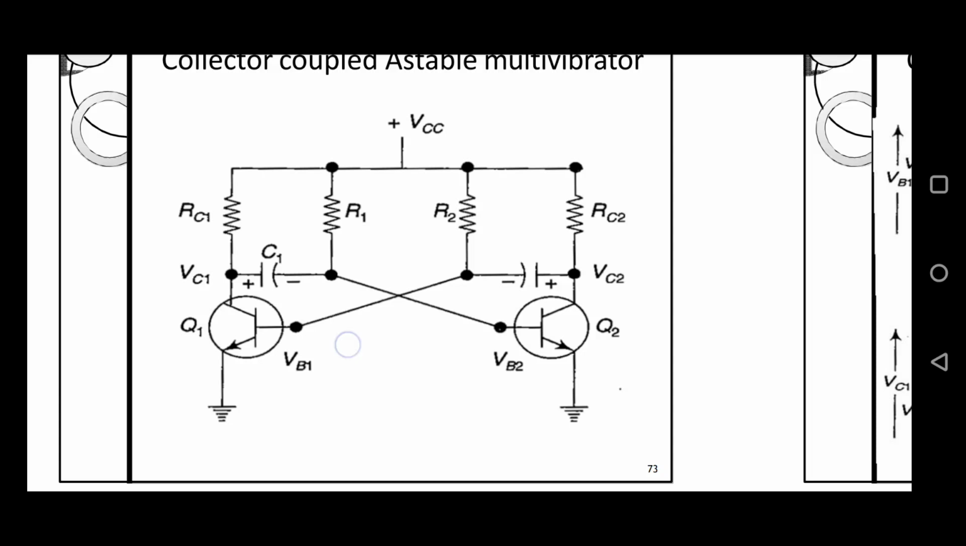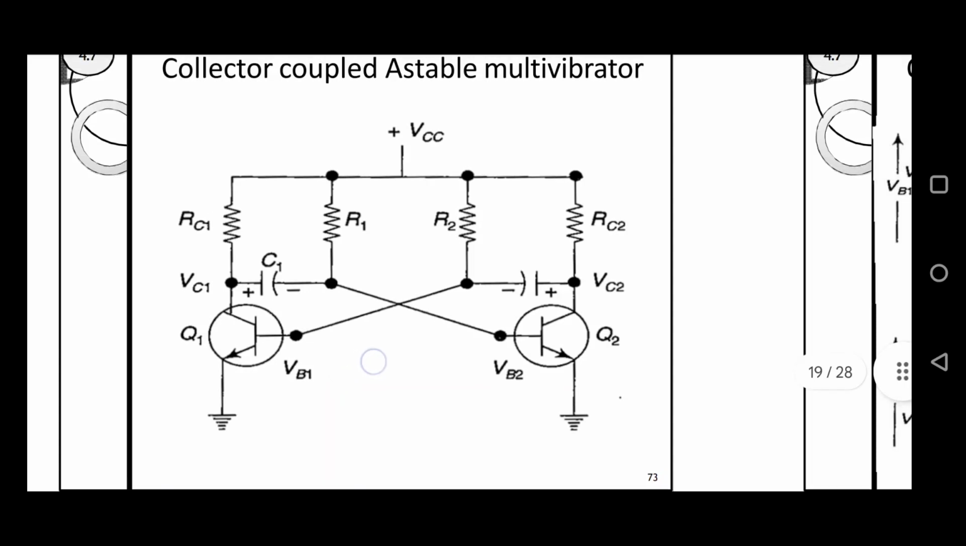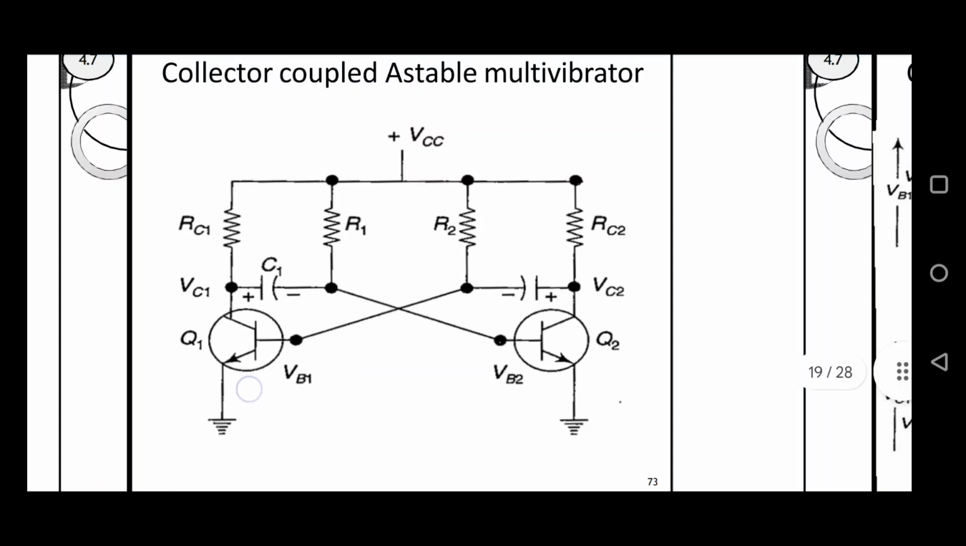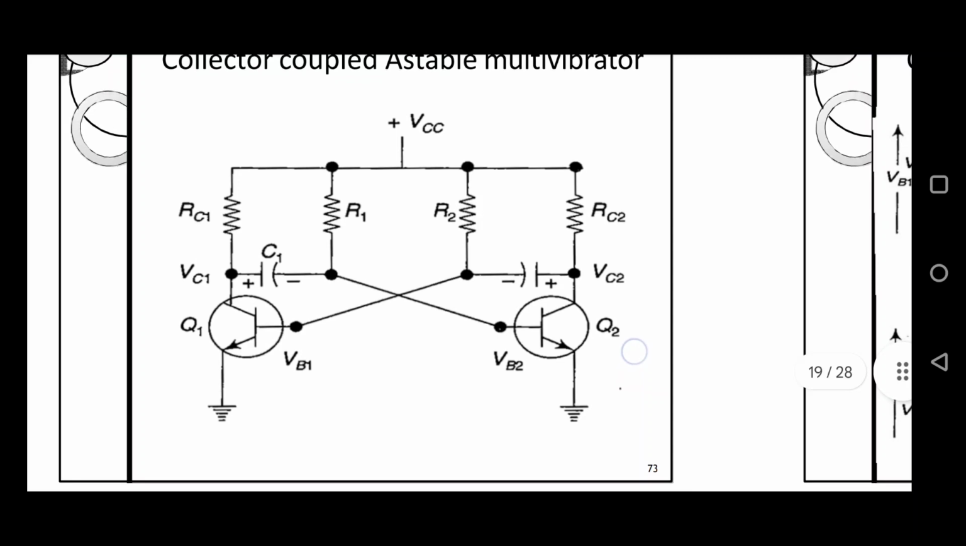So the base of Q1 is initially at minus VCC, but C2 starts discharging and it becomes less and less negative, that is, more positive. Finally VB1 will be equal to the cut-in voltage, which can be given as V gamma. After VB1 reaches the cut-in voltage, the transition changes. Q1 will be on and Q2 will be off.